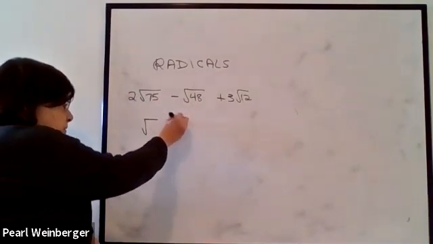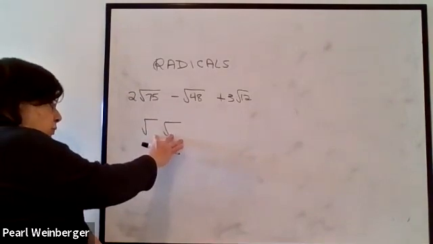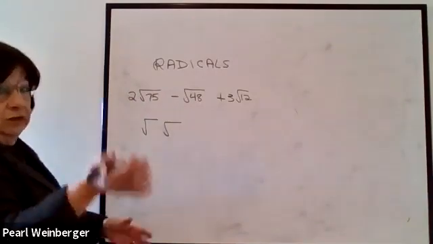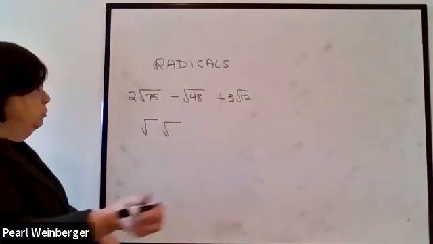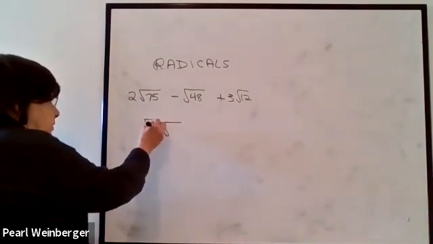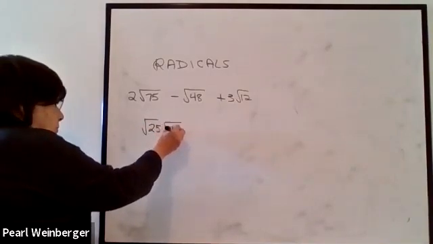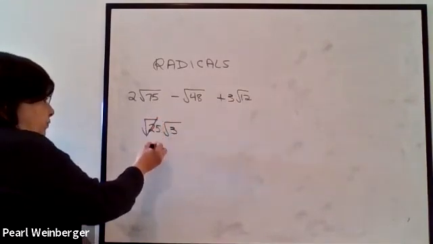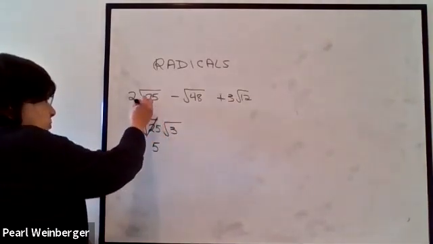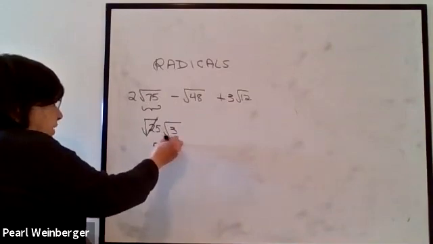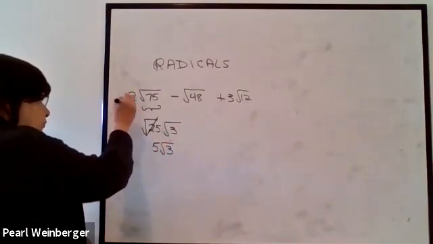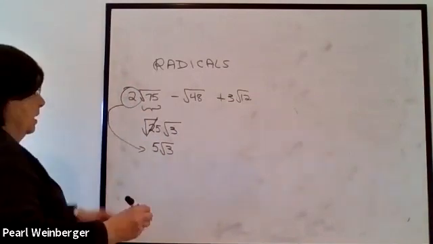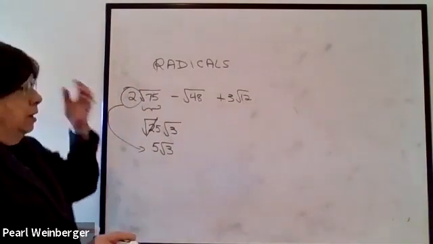I want to simplify 75, so I'm going to break it up into 2 radicals. The first thing I think about 75 is obviously 25 and 3, because 25 is a perfect square. So I'm going to break the 75 into 25 and 3. The square root of 25 is 5. So the square root of 75 becomes 5 radical 3. Now don't forget, I had this 2 on the outside. I have to now take that into consideration.